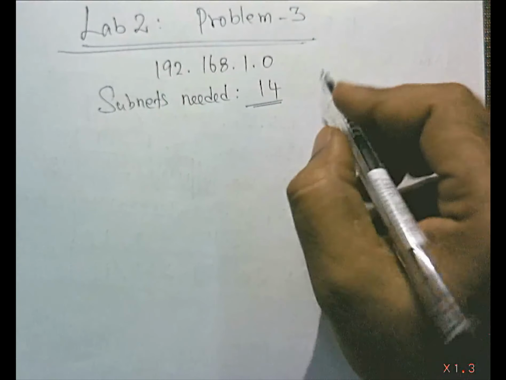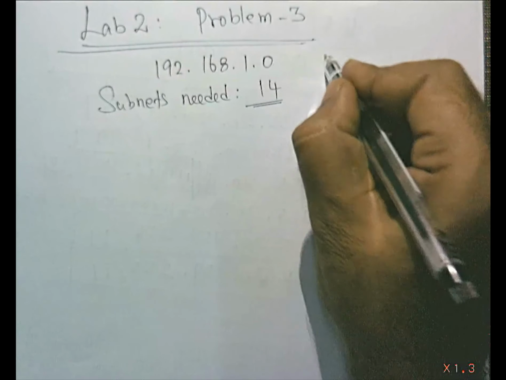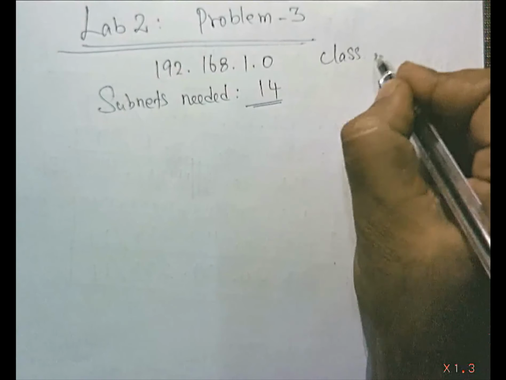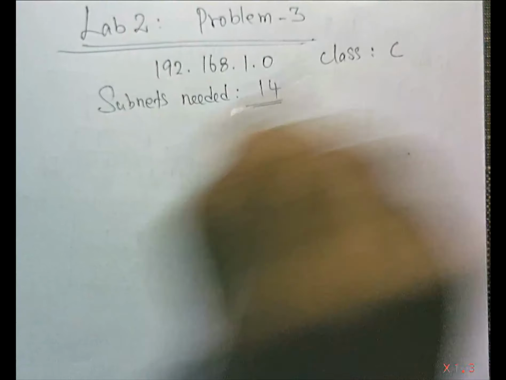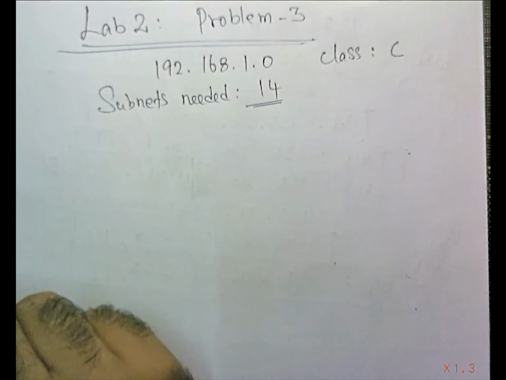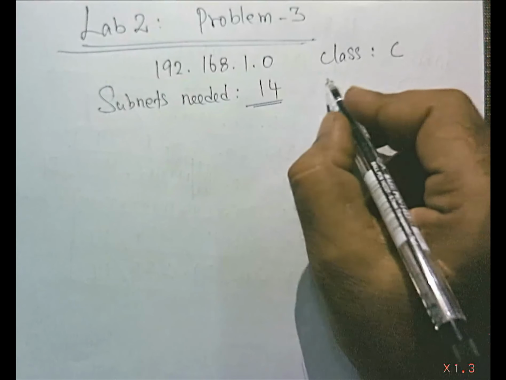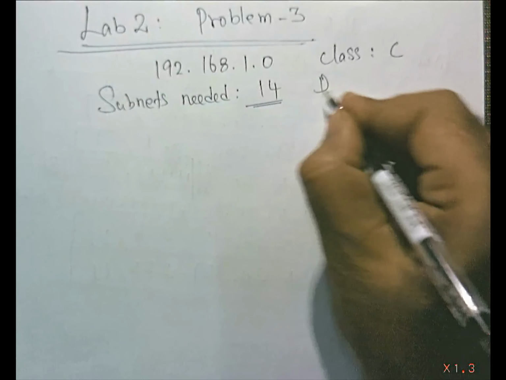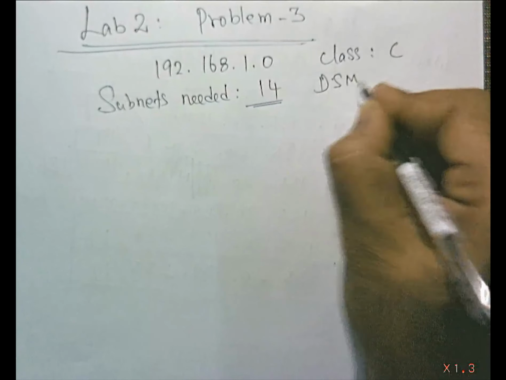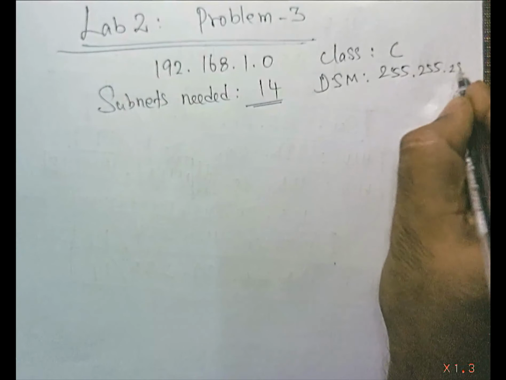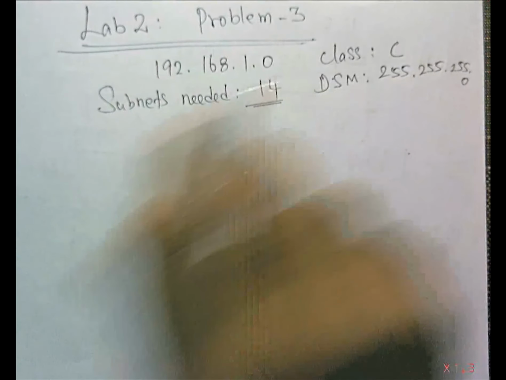Now, what is the class of the given network ID? The class is C, 192. So it is a class C IP address. Then the subnet mask, that means the default subnet mask. The default subnet mask is 255.255.255.0.